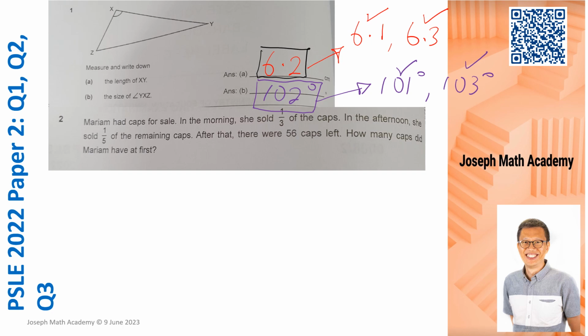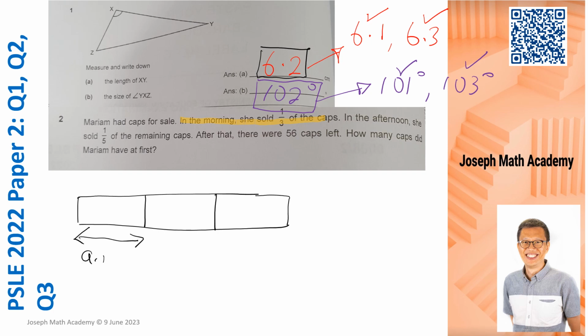Mariam had caps for sale in the morning, and she sold 1/3 of the caps. So we know that in the morning she sold 1/3 of the caps. I'm going to present this using a model. So 1 whole, these are the total caps, and 1/3 is sold in the morning. So I'm using AM, and this part will be the remaining caps.